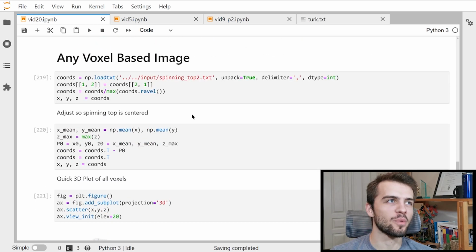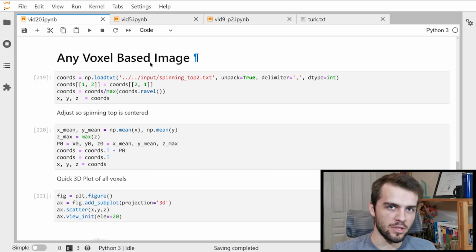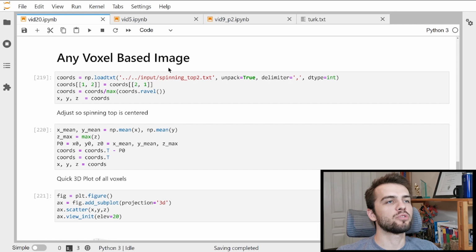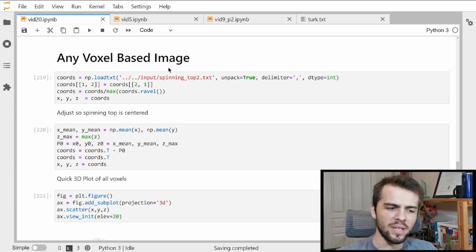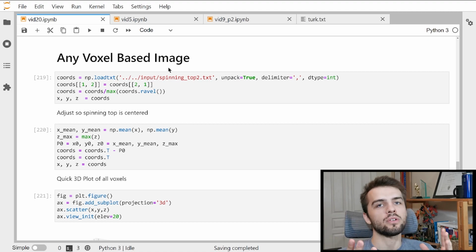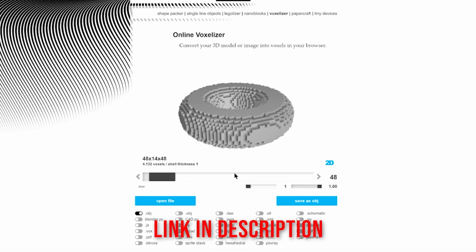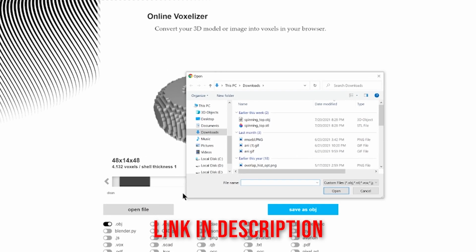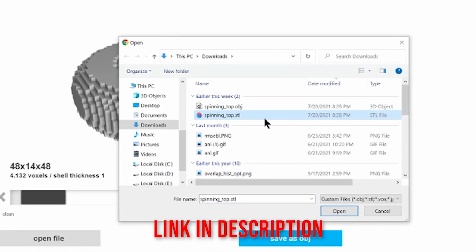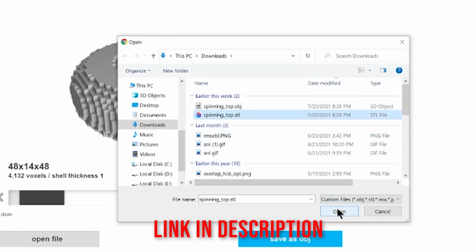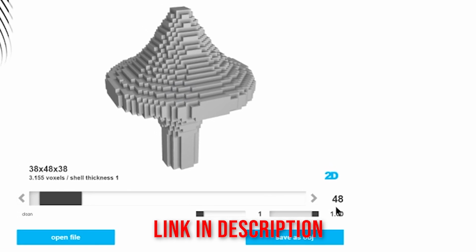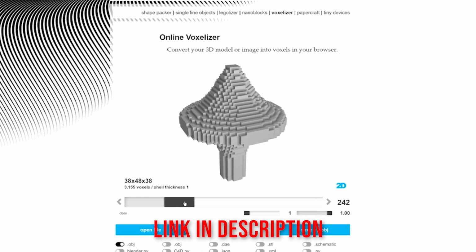What I'm about to show here works for any voxel-based image, voxel being individual points or cubes or whatever. Generally when you have a 3D object, it won't be given like that. It might be given as an STL file in this case. So you can use the website that I'm showing here, and you can upload an STL file and it will give you a voxel file. The nice thing about the voxel file is it returns the coordinates of all the cubes, right?